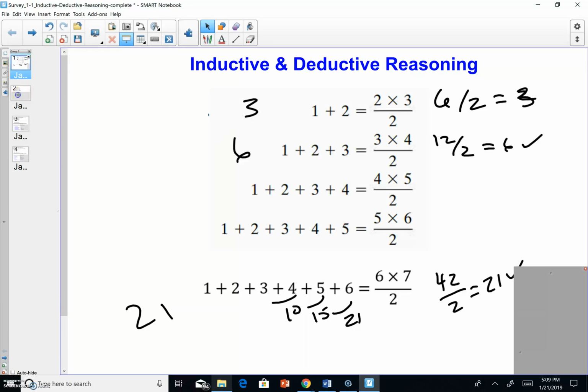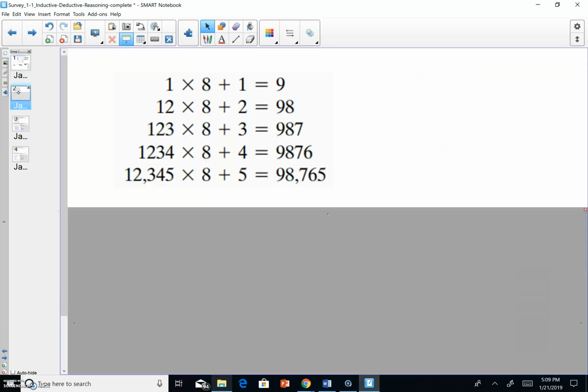Now let's try another one. See if you get this. A little bit different. We're doing 1 times 8 plus 1. Yes, that would equal 9 because 8 plus 1 is 9. And then 12 times 8, that's 96. 96 plus 2, sure enough, that equals 98. And then they just keep going down and building this pattern like a pyramid. Okay, so take a look at what's going on over here on the left and see if you can figure out what the next line would be. What's that next number going to be?